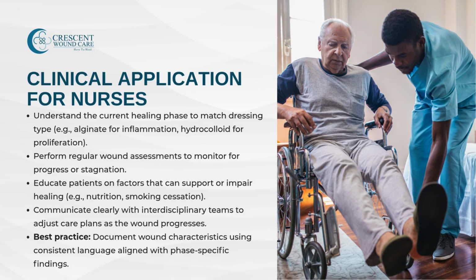So, how do we use all this knowledge in practice? Step 1: match care to the phase. Each stage of healing has different needs. For example, hemostasis or inflammation: use alginate or foam dressings to manage exudate. Proliferation: support with hydrocolloids or moist dressings. Remodeling: reduce tension and protect fragile new tissue.